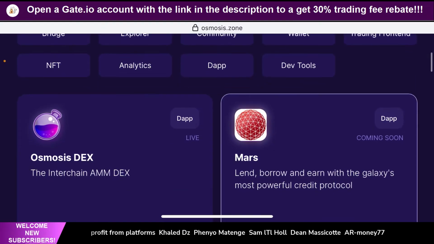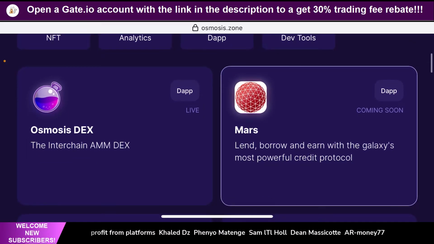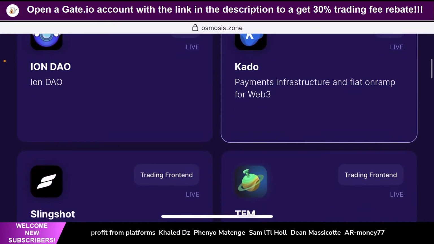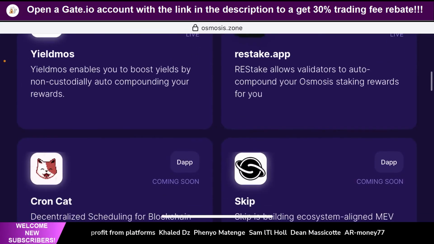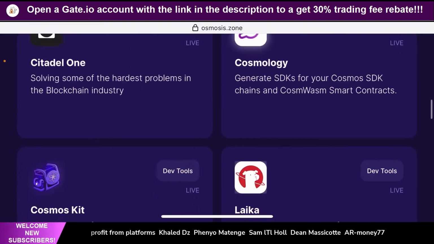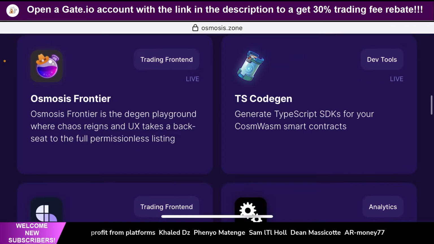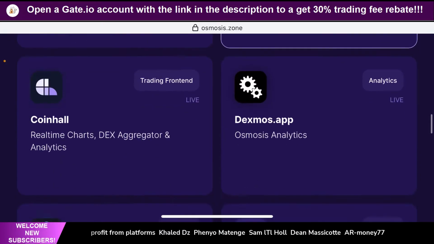And if you see, Osmosis is the main DEX. Mars is a dApp that used to be on the Terra Luna ecosystem, but now it's kind of its own thing and it's trying to migrate to the Atom ecosystem. Yondao, Kado, and so on. There's a lot of things going on here which you need to clearly go through in detail in order to access the different functionalities, right? So that's also Osmosis Frontier as well.